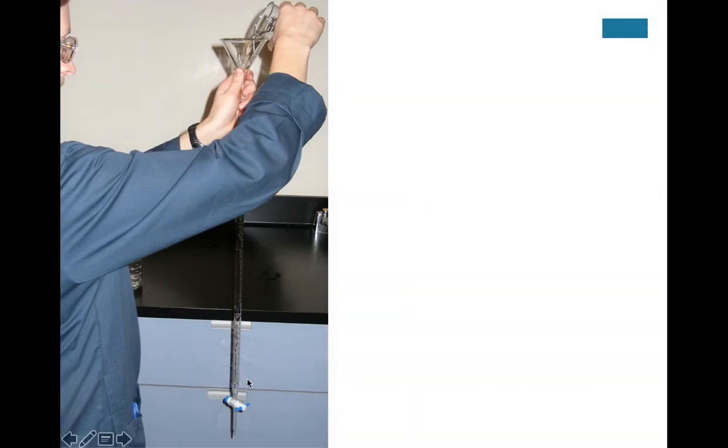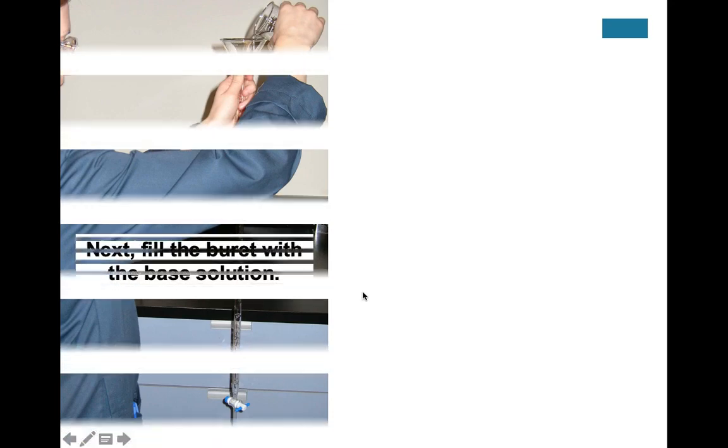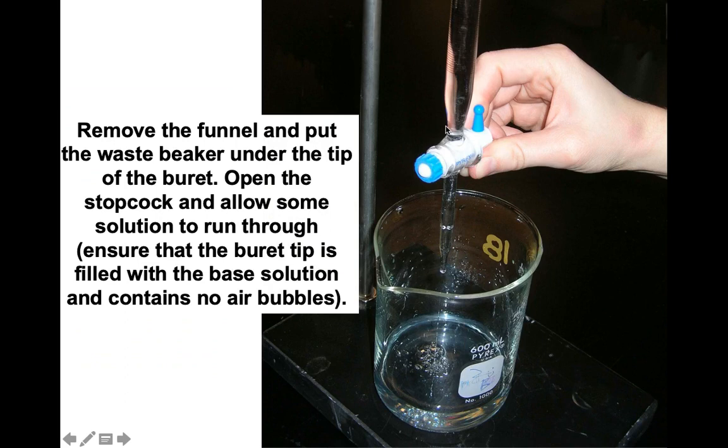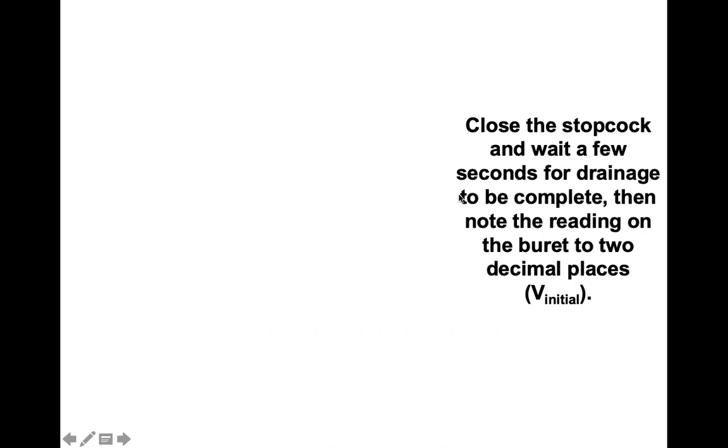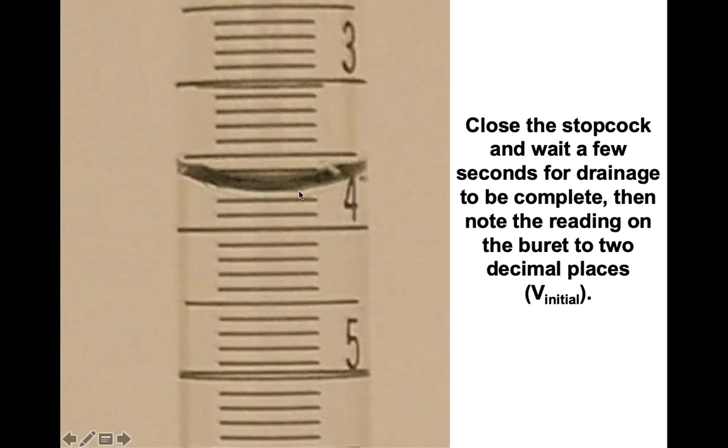And then once we're done, we make sure that the stopcock down on the bottom, where the little valve is, is closed, so it's perpendicular. And then we add the base into the burette. And then we make sure that we take out the funnel, and then this is a waste beaker. We drain some of the base through to make sure that there are no air pockets or air bubbles in the burette tip because we don't want that counted as the volume. Now we close the stopcock and we wait, and then we read.